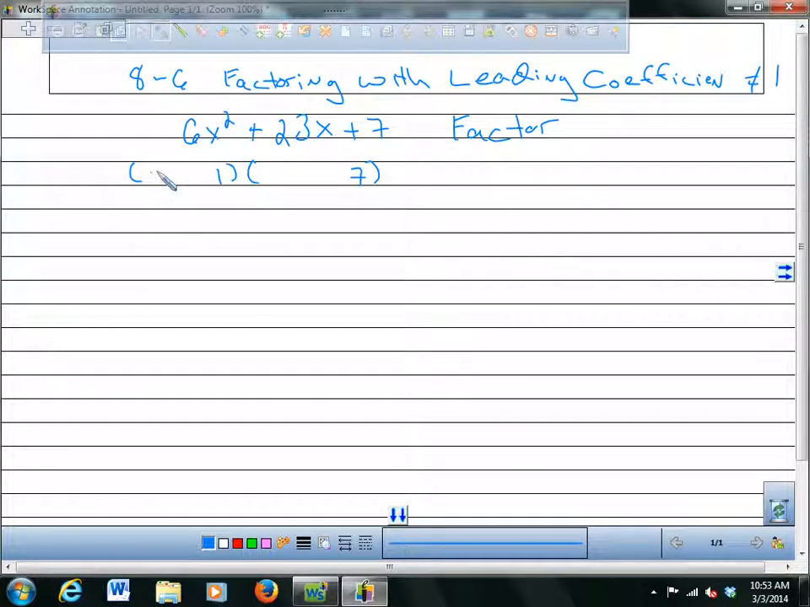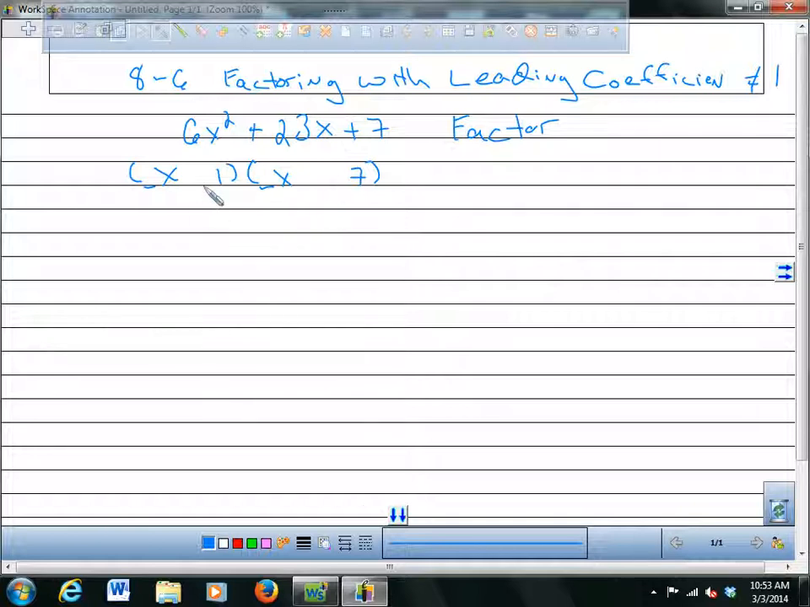Well, first of all, you know there's an x here, right? And you know there's an x here, but there's got to be a coefficient in front of each x. What are the possibilities for those coefficients? 1 and 6. Yeah, 1 and 6. Or what else? 3 and 2. Okay? 1 and 6 or 3 and 2.